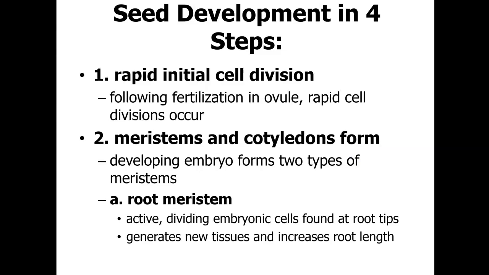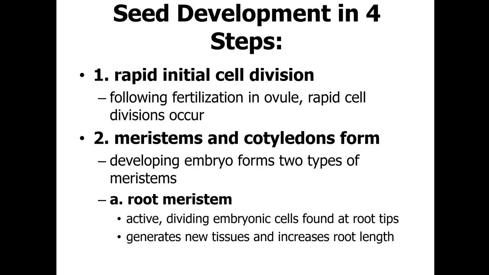So here are those steps of what we just looked at. You had your rapid initial cell division. That's following the fertilization of the ovule and rapid cell division. The meristem and the cotyledons are going to form, and those cotyledons are going to be your first leaves. So if it has 1 cotyledon, if you remember from the last unit, that is going to be your monocot, and if it has 2, that's going to be your dicot, or you can refer to it as a eudicot.